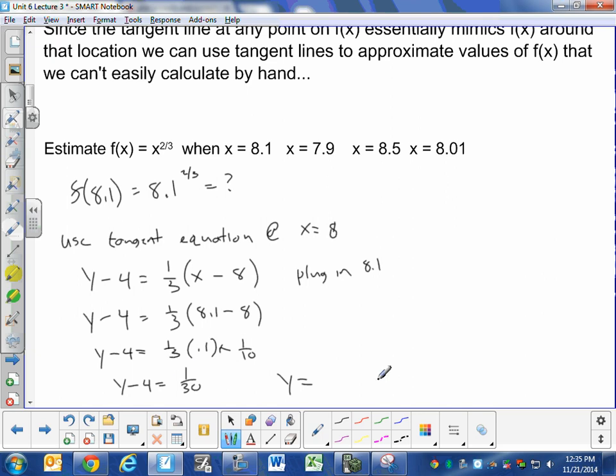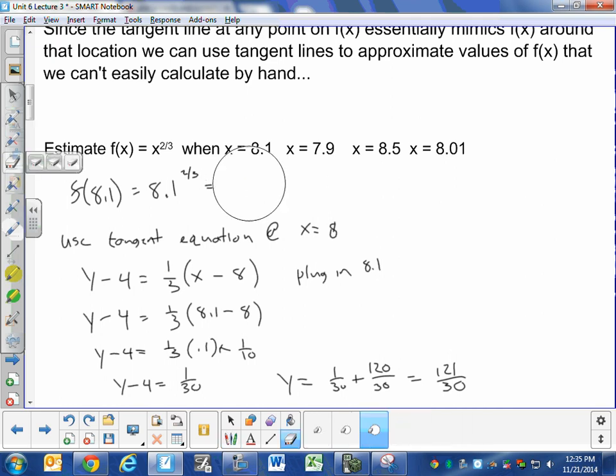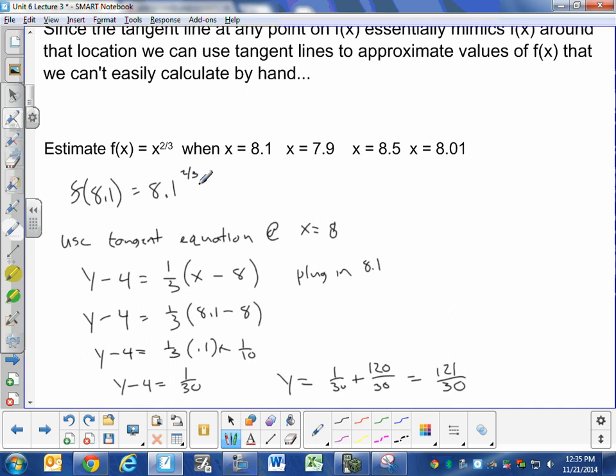So adding 4 to 1/30th will be like adding 120 over 30 to give me 121 over 30. So using the tangent equation to x to the 2/3 around this point (8, 4), I'm going to say that 8.1 to the 2/3 is approximately 121 over 30.